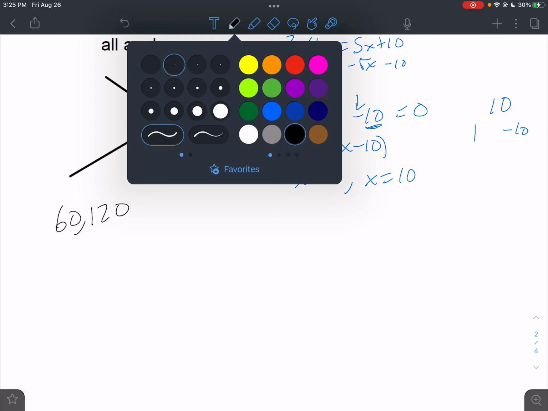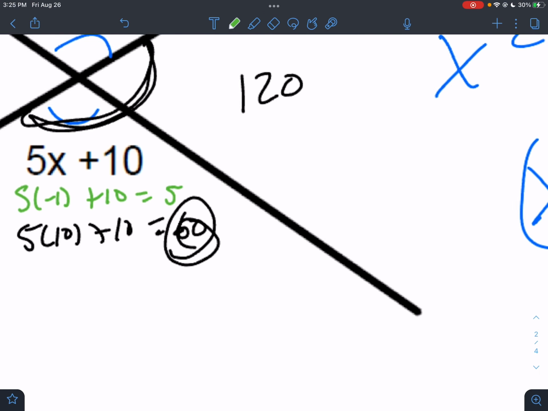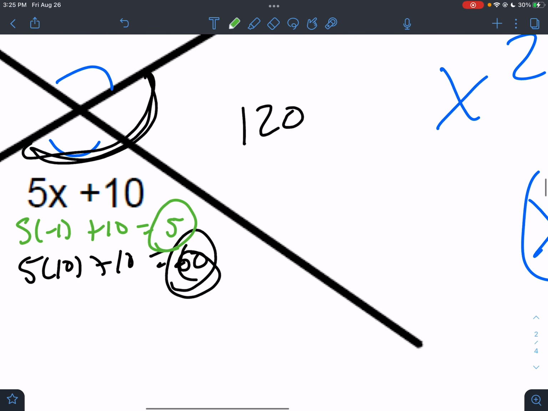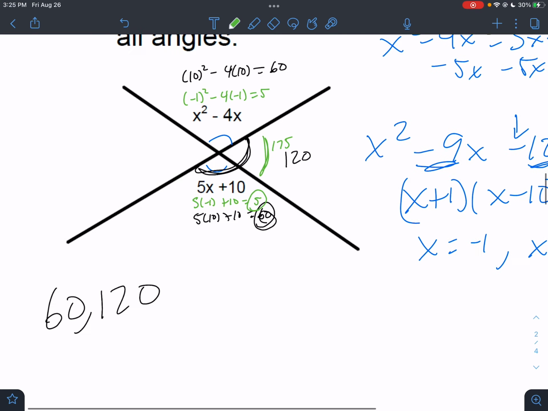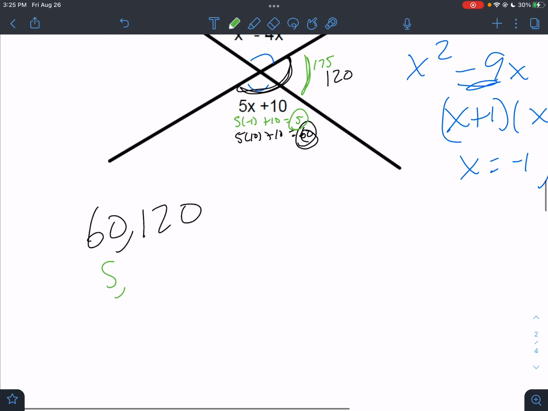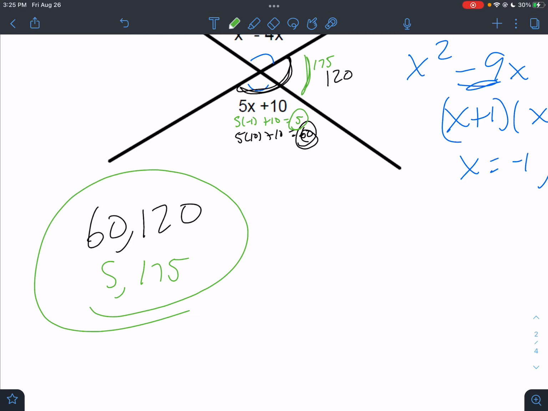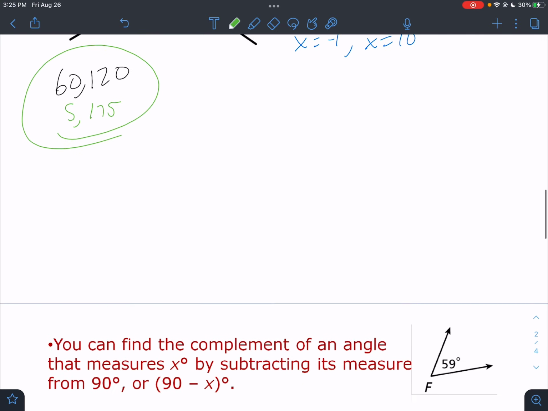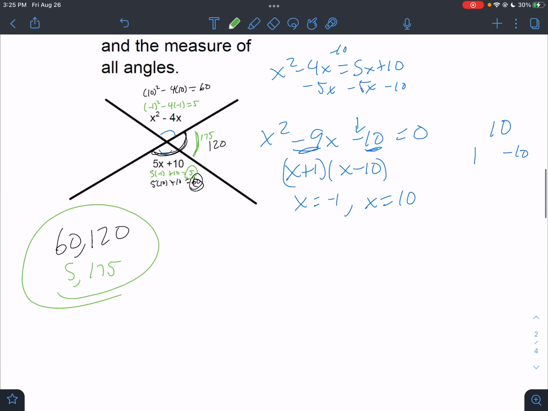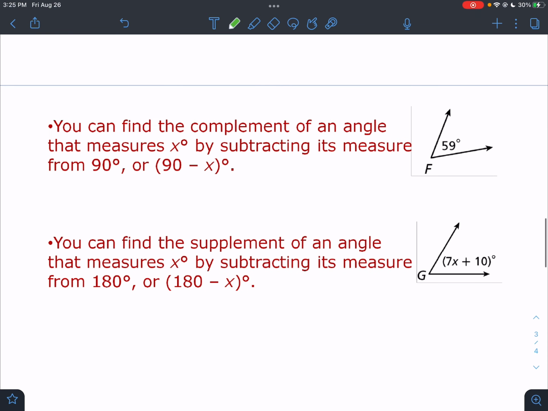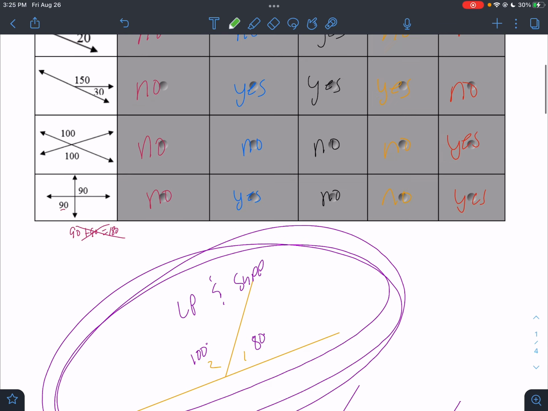The other option is the 5. So if that's 5, how big is this one? 180 minus 5 would be 175. So it's either 60 and 120 or 5 and 175. It's one of those sets. That's the measure of the angles. All right, we're going to save this for another video because it's kind of its own thing, but hopefully that was helpful.